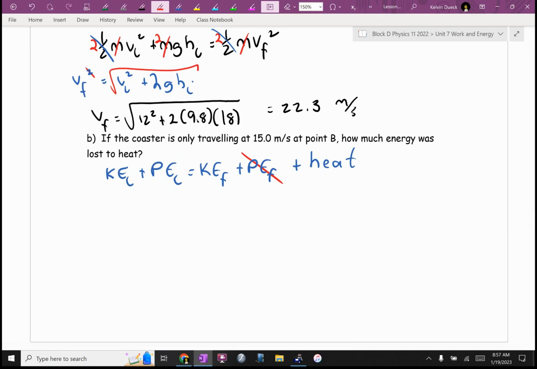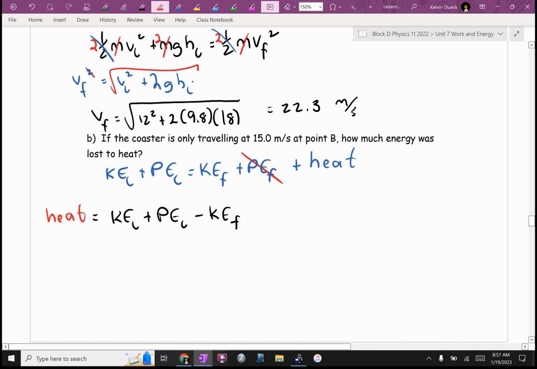For some reason, and I don't know why, every year I have kids that look at this and say, oh, you would divide it over. It's not multiplying the heat. There's a plus sign there. We're going to subtract it. So it's going to be this: KE initial plus PE initial minus KE final. And if you don't mind, Noor, I'm going to put the heat over here, and I'll put it in red because fiery heat.